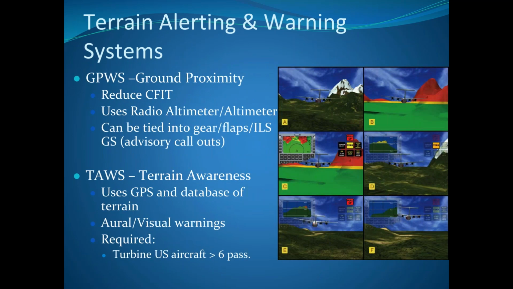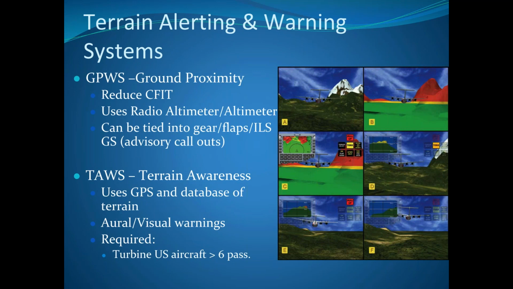Terrain alerting and warning systems. So our GPWS, ground proximity. This just basically reads the terrain and will notify the pilot of any terrain issues that are coming up.